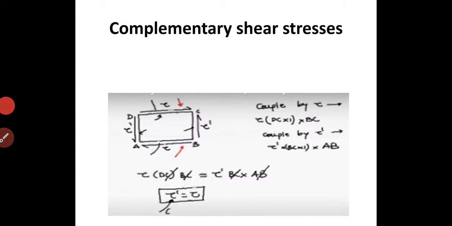Here again, we have tried to calculate it like this.